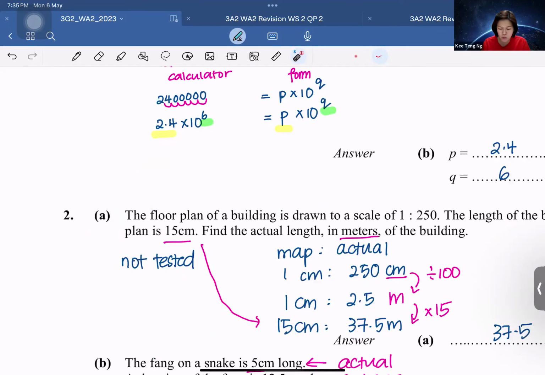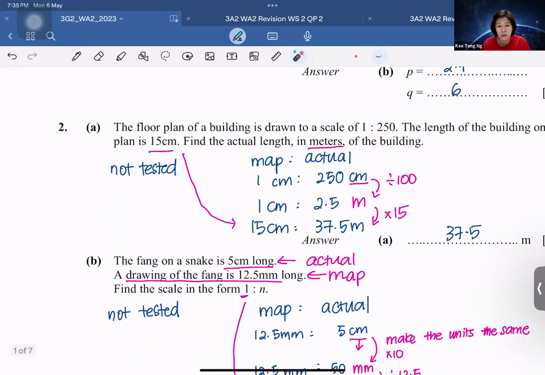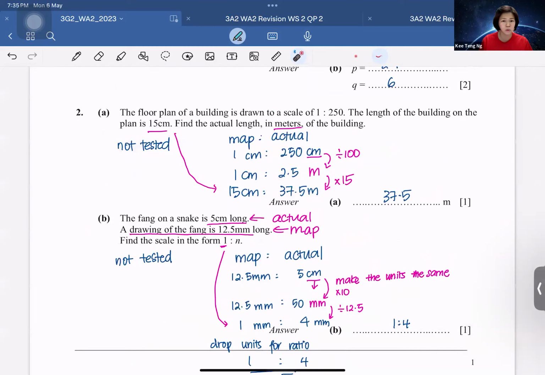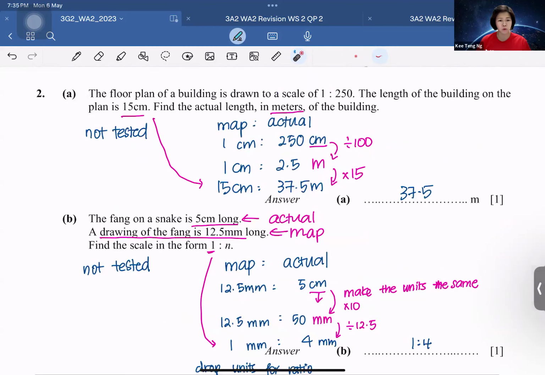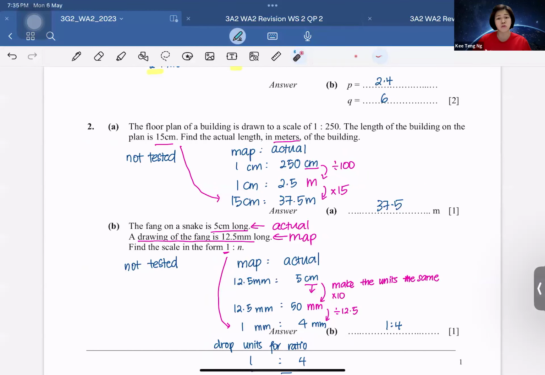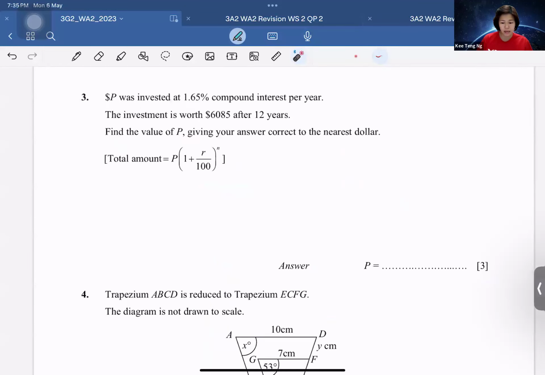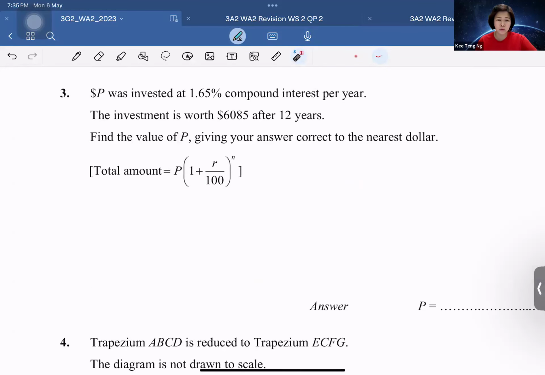Next question, question number 2 is not tested because this one is Sec 2 work. Anyway, in our textbook this year, the syllabus doesn't have this portion unless we do the skill of drawing, but we are going to test more on construction itself. So this question is not going to be gone through. Now this one, I need to go through.